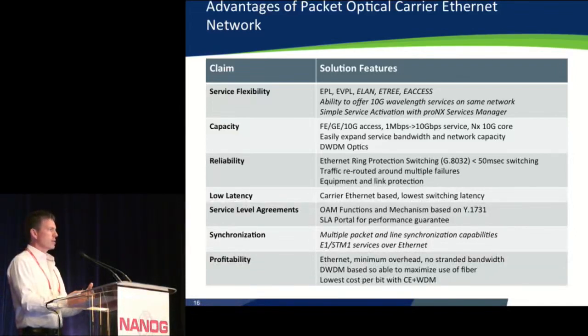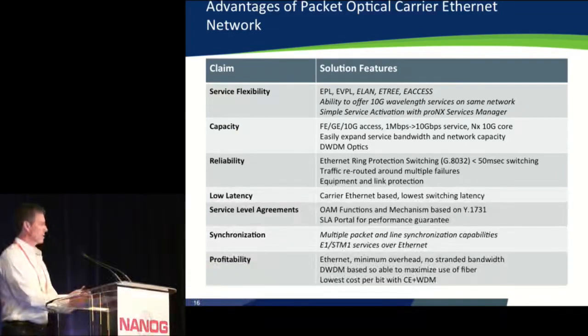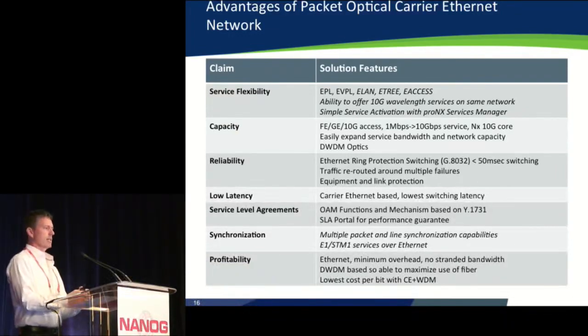And reliability, which used to be a concern in Ethernet networks, has now been taken care of with protection switching and rings through G.8032. The latency is very good through the packet network because of the smaller packets and the more efficient switching fabric. And the SLAs provide performance guarantees to the customer. In addition to those, we didn't talk about it, but synchronization, SyncE, is also a capability to provide similar synchronization capabilities to the traditional TDM network. That's available. And all these put together can offer a lowest cost per bit through the use, again, of DWDM.